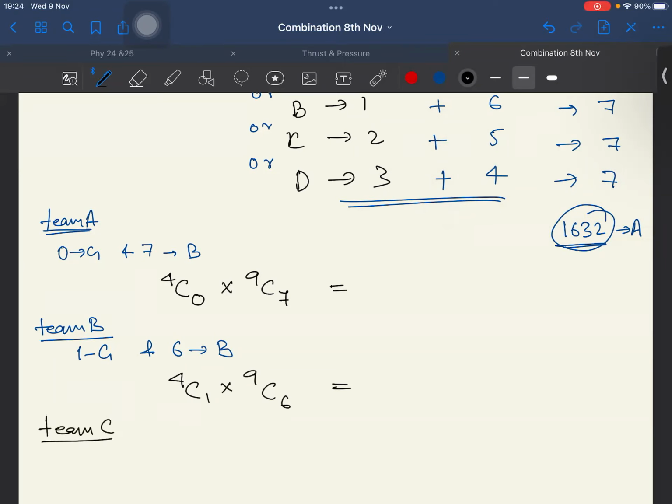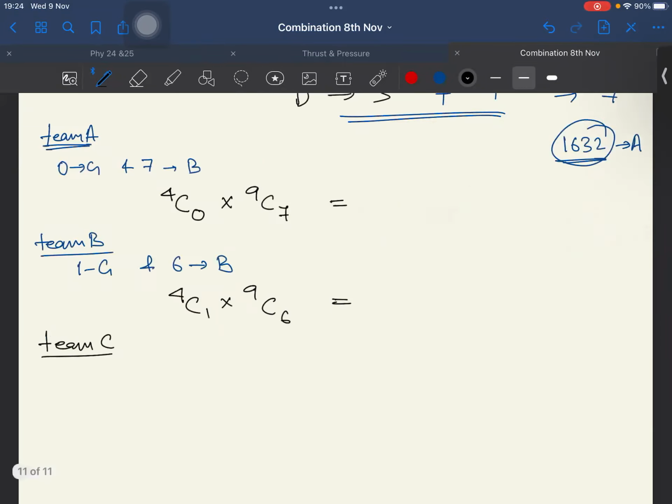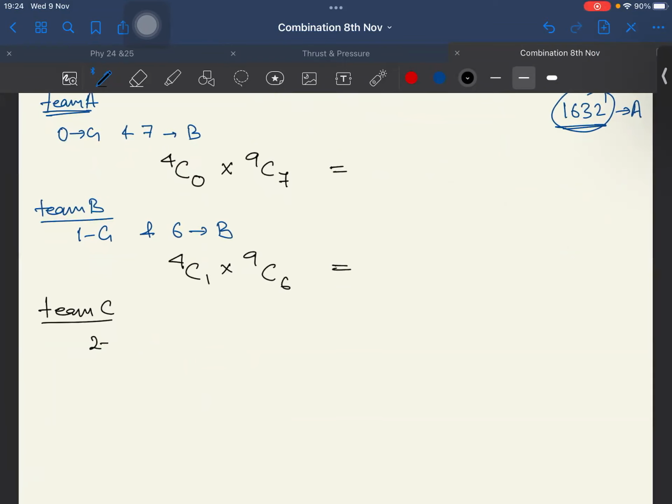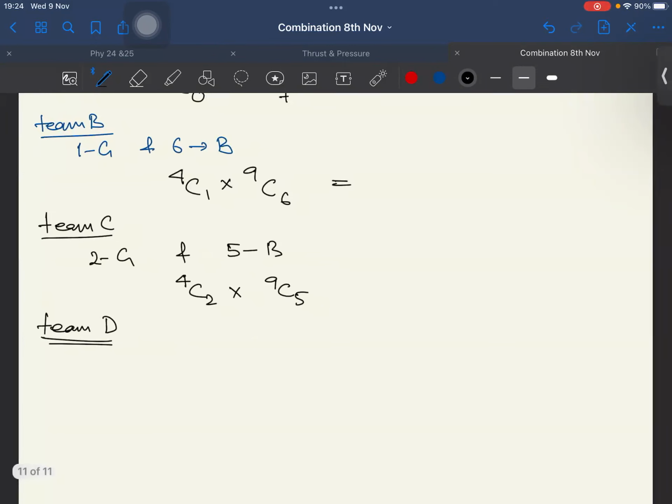These are the possible teams, right? Either it will be team A or team B or team C. Yes, Hari Raghav. So now we have to select 2 girls and 5 boys, right? So how many ways can you do it? Sir, 4C2 into 9C5. Okay. Now the last is team D. Hari Haran, how many ways can we select 3 girls and 4 boys? 4C3 into 9C4, sir.